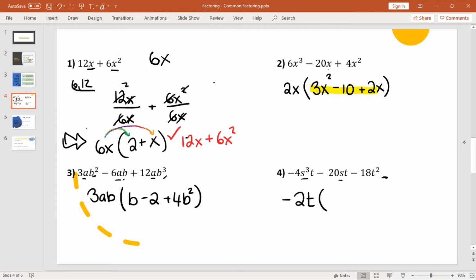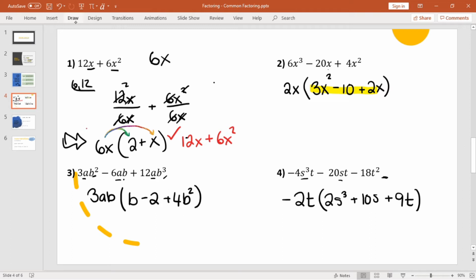All right, negative 4 divided by negative 2 is positive 2, s cubed. Negative 20 divided by negative 2 is positive 10, s. And negative 18 divided by negative 2 is positive 9, single t.